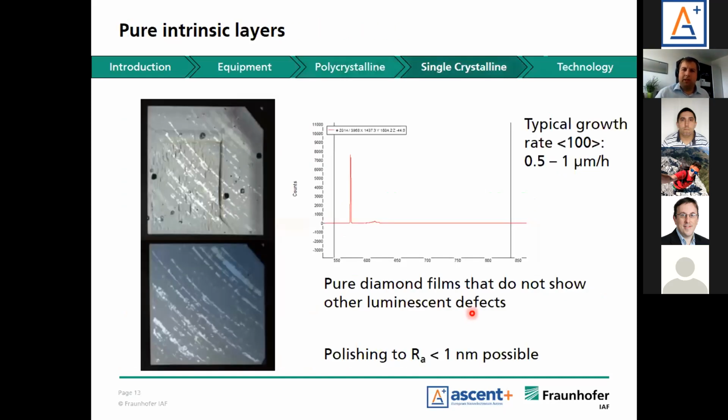So now let's head on to single crystalline material. As I mentioned, typically these substrates are just around 3 by 3 millimeter, which is also the case here. Sorry for the missing scale bar. So here we do very pure growth. This is shown here. This is an overgrown sample, actually an HPHT sample that has different growth sectors that are also visible after overgrowth.